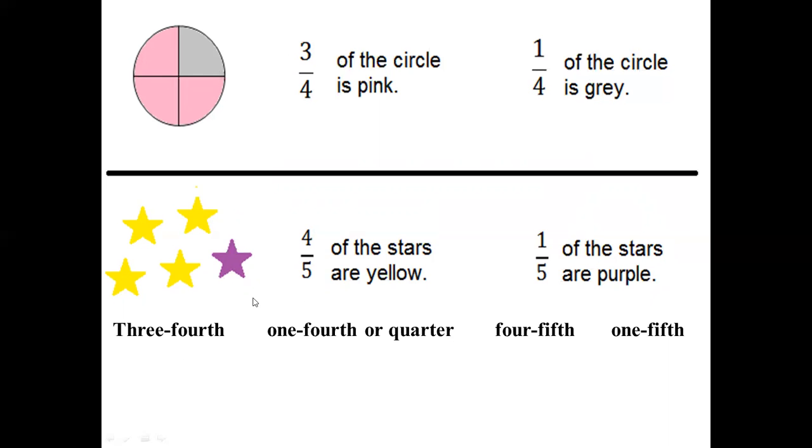Now, let's talk about this set of stars which are present in front of you. If I ask you what will be the fraction for the yellow stars, it will be 4 upon 5, because out of 5, only 4 are colored. And only 1 is purple out of 5. So the fraction for this purple one will be 1 upon 5, or we can say 1/5 of the stars is purple. Some more vocabulary is present over here: 1/4 or quarter, which is represented by 1 upon 4, or 4/5, which is known as 4 upon 5.